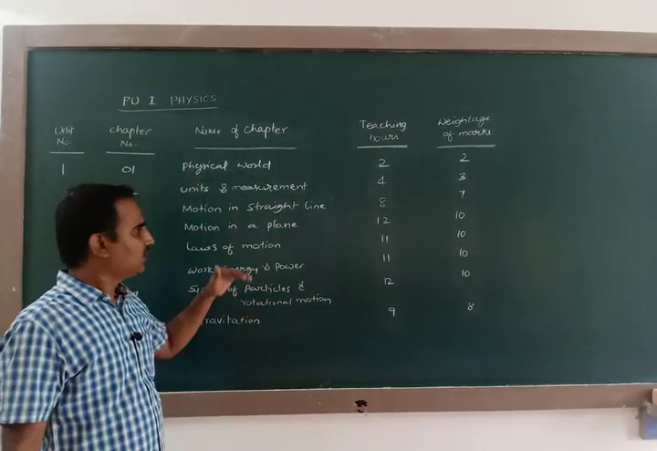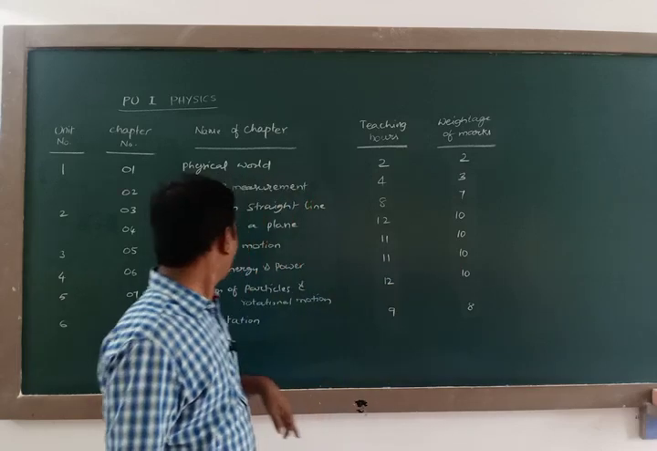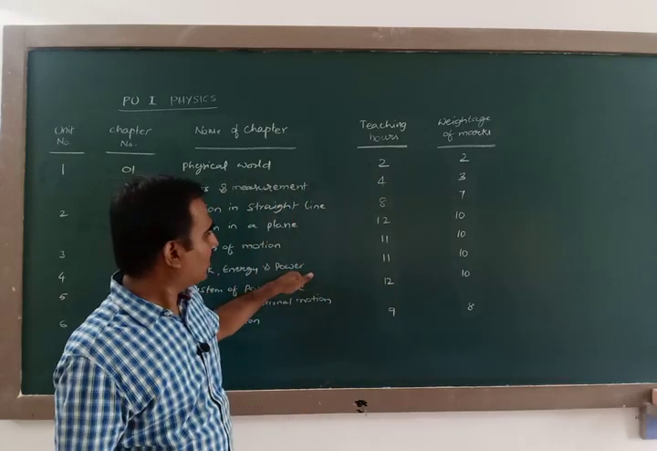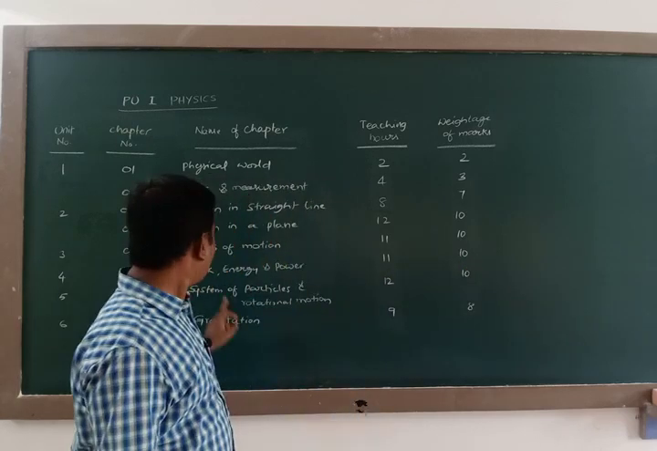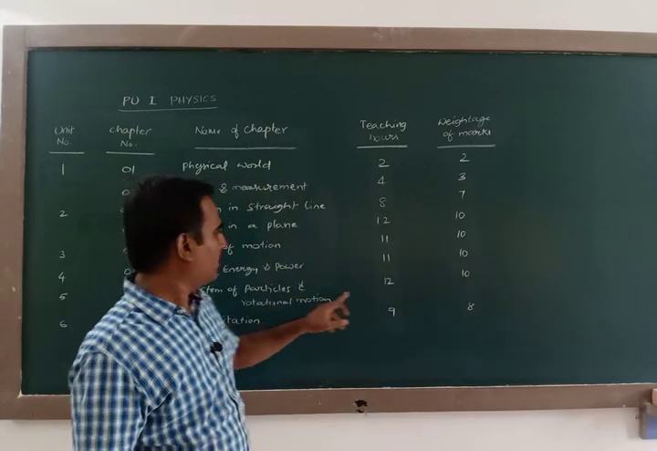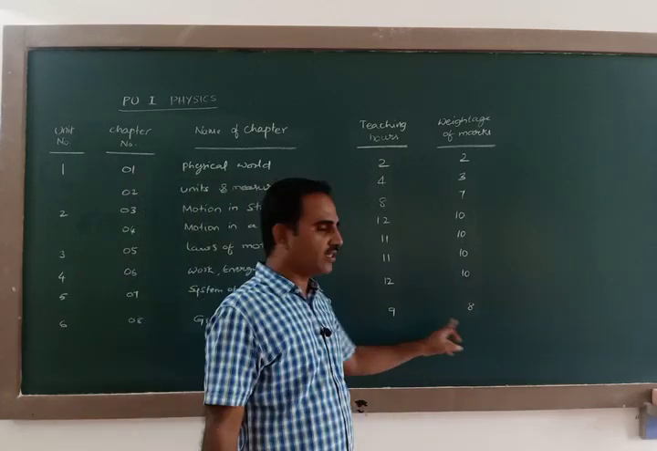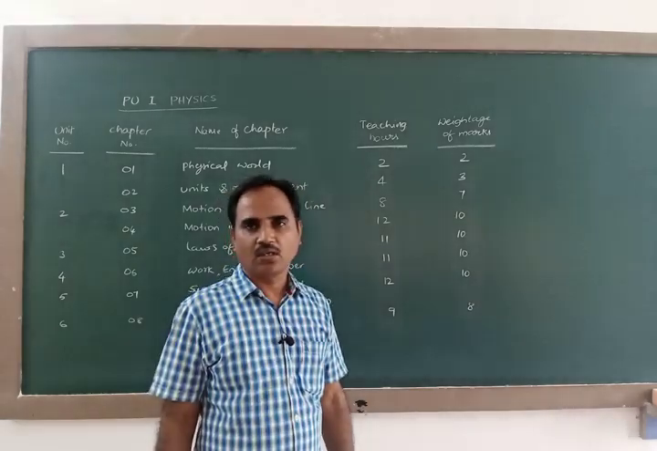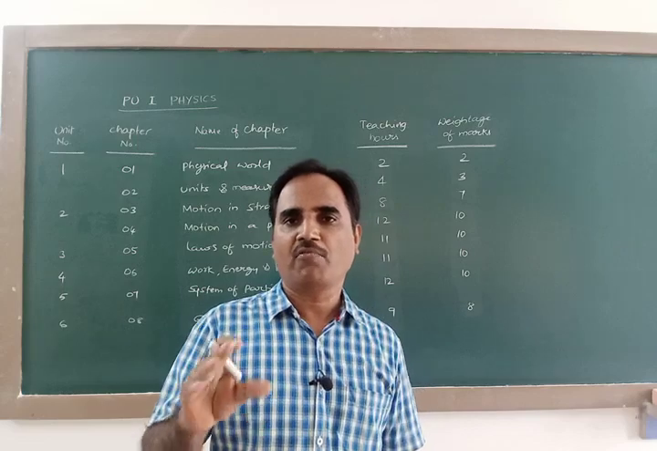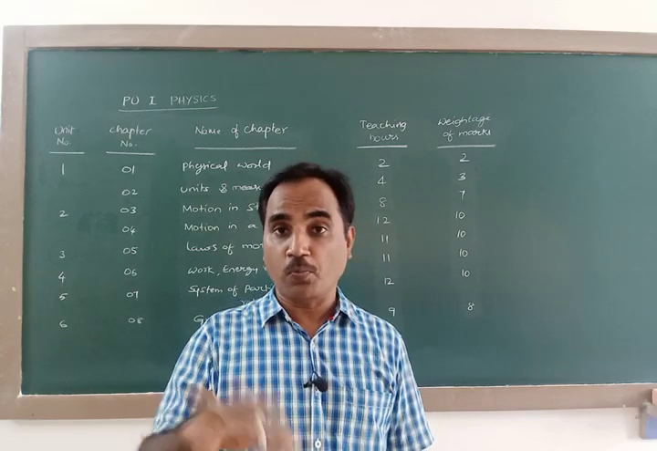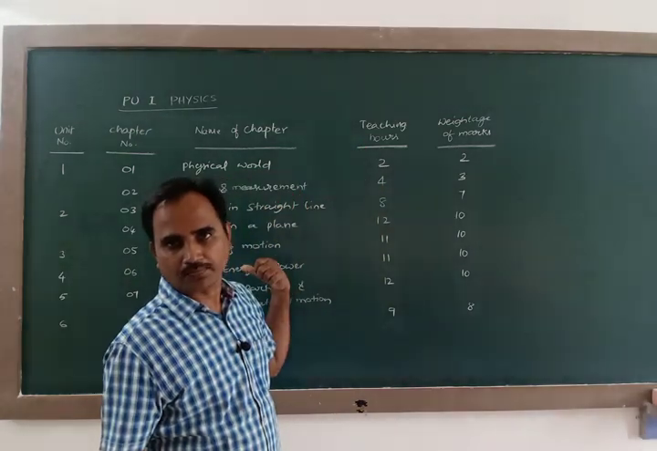Similarly, laws of motion, it is for 11 hours and 10 marks. Work, energy and power, it is also for 11 hours and 10 marks. And system of particles and rotational motion, it is for 12 hours and 10 marks. Gravitation, it is for 9 hours and 8 marks. So the number of marks allotted for various questions in the annual examination is proportional to the time duration allotted for each chapter.